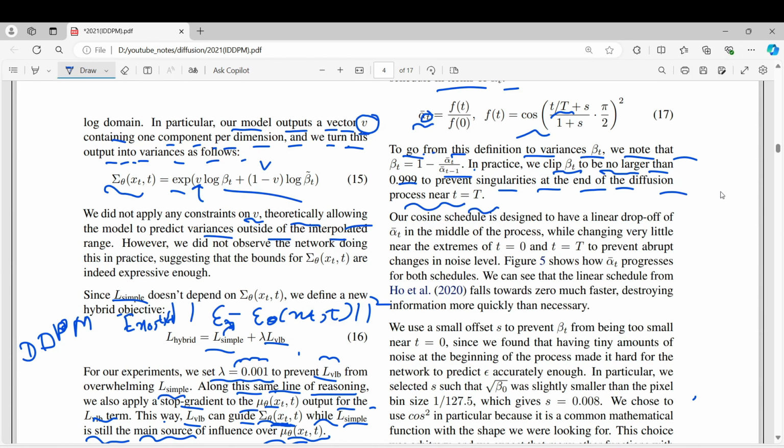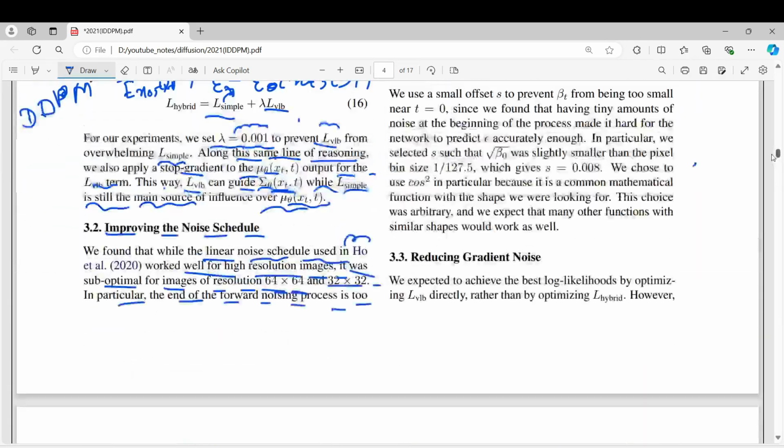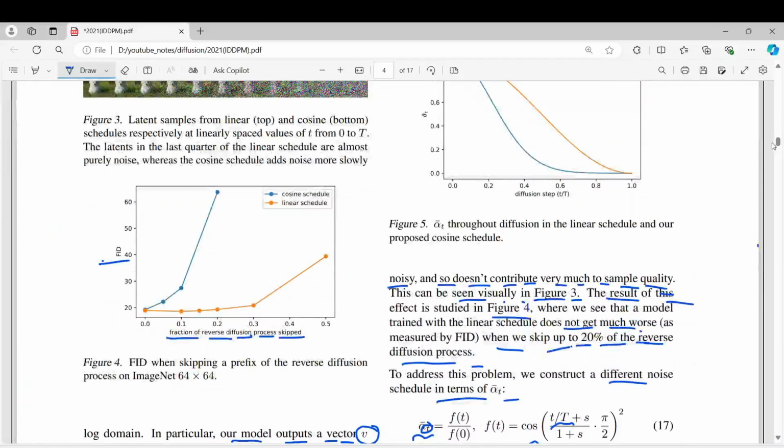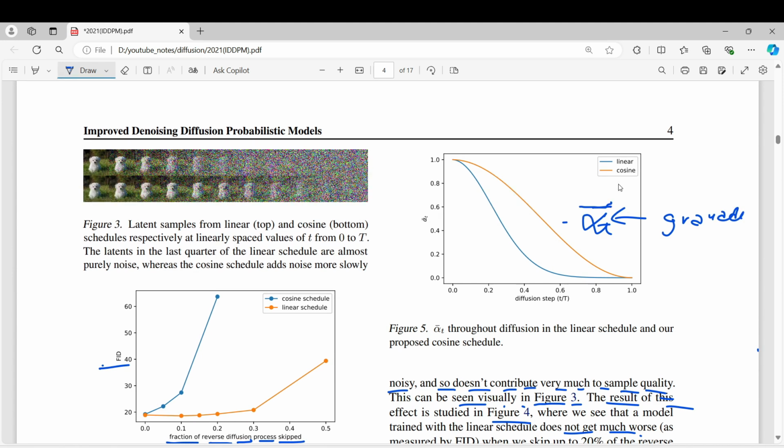So we can just go further. The main idea is that they use this cosine, which gives a steady value of the cosine, this is alpha bar t. So this quantity is decreasing gradually and gradually.